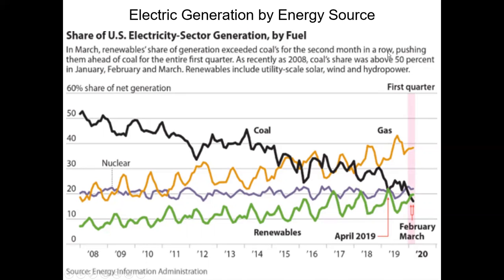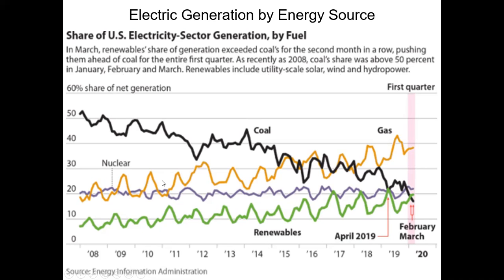for the second month in a row, pushing them ahead of coal for the entire first quarter, which is pretty remarkable. As recently as 2008, coal share was above 50% in January, February, and March. Renewables include utility scale solar, wind, and hydro, which would be dams. A lot of power gets generated by TVA. The dam backs up the water, and then you let the water with all that pressure behind it go through a turbine, turn the generator, and we get absolutely emission-free power from that.